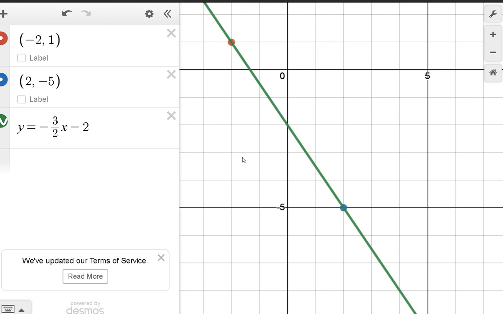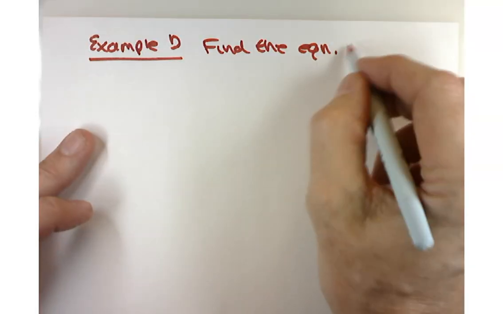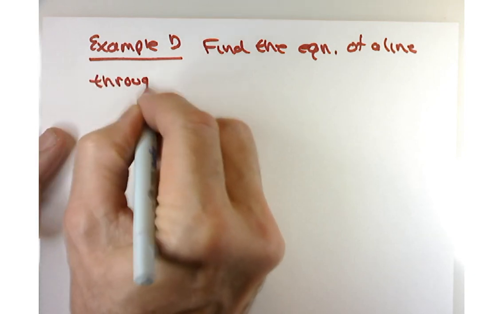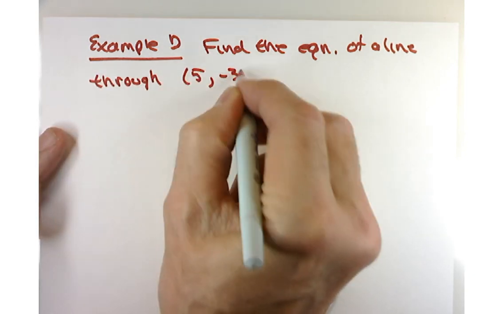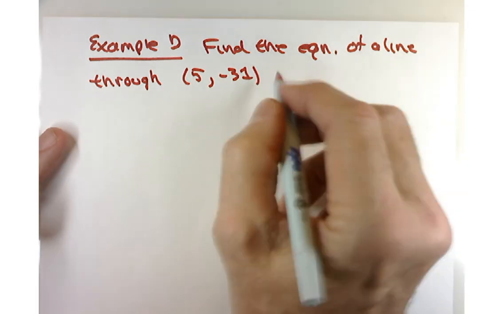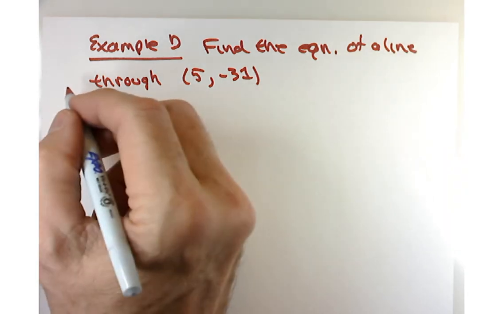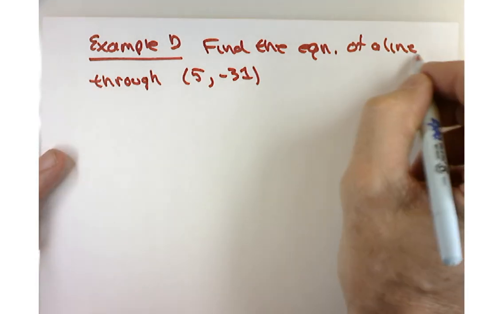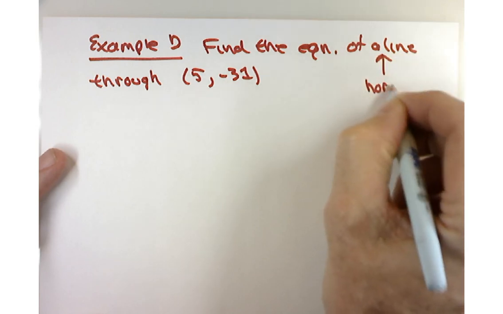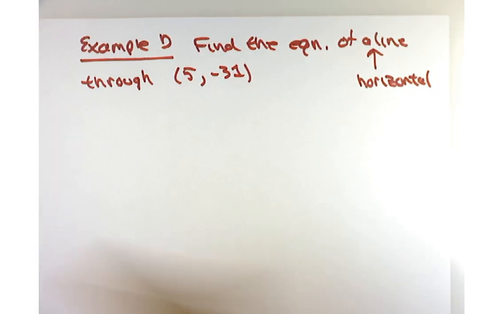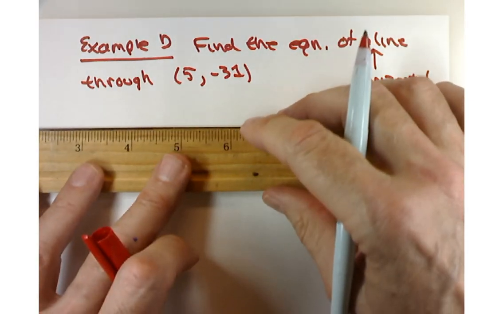Find the equation, and I'm going to abbreviate that EQN, of a line through the point 5, negative 31. You know what? Let me make that, I'm trying to see where I can squeeze it in. I want a horizontal line. So we're going to have a horizontal line through the point 5 and negative 31.